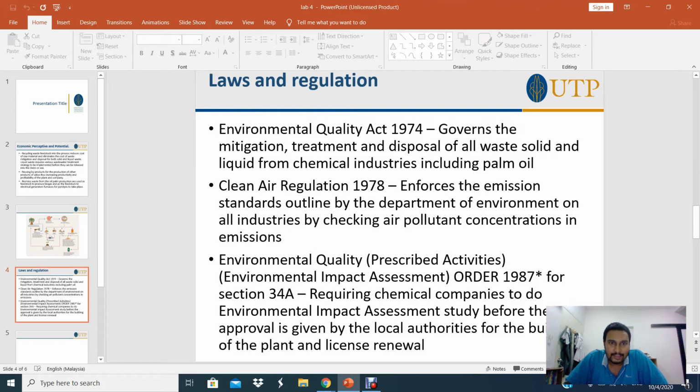So there are certain laws and regulations governing chemical processes. We have the Environmental Quality Act of 1974 that governs the mitigation, treatment, and disposal of all waste. The Clean Air Regulation Act of 1978 enforces the emission standards outlined by the Department of Environment. The Environmental Quality Act also prescribes the requirement of doing an environmental impact assessment.